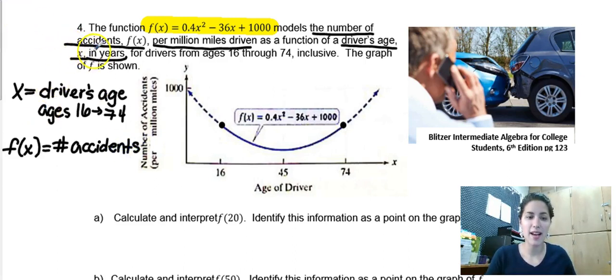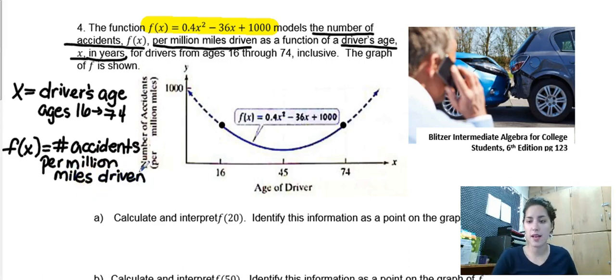But it says more than just accidents, it says per million miles driven. So we're going to add that: number of accidents per million miles driven. So what that's saying is, if there was, I'm just going to make up some random numbers, 20 accidents per 1 million miles. And I guarantee you the number's way higher than that, but that's the idea, that for every million miles driven, the data says this is how many accidents people have.